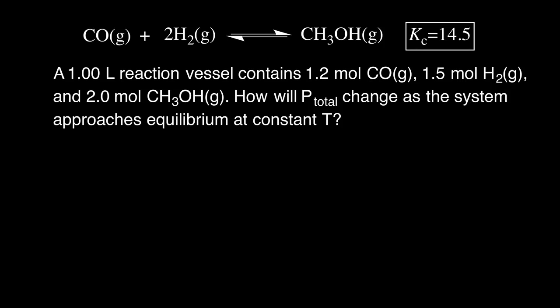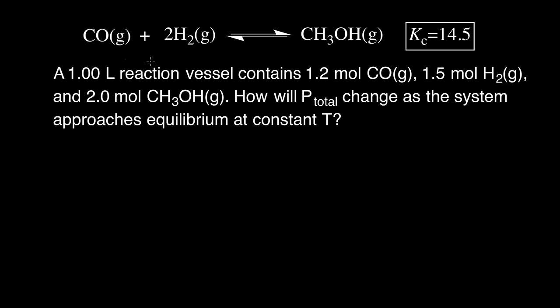A 1 liter reaction vessel contains 1.2 moles of carbon monoxide, 1.5 moles of hydrogen gas, and 2.0 moles of methanol gas. How will the total pressure change as the system approaches equilibrium at constant temperature?